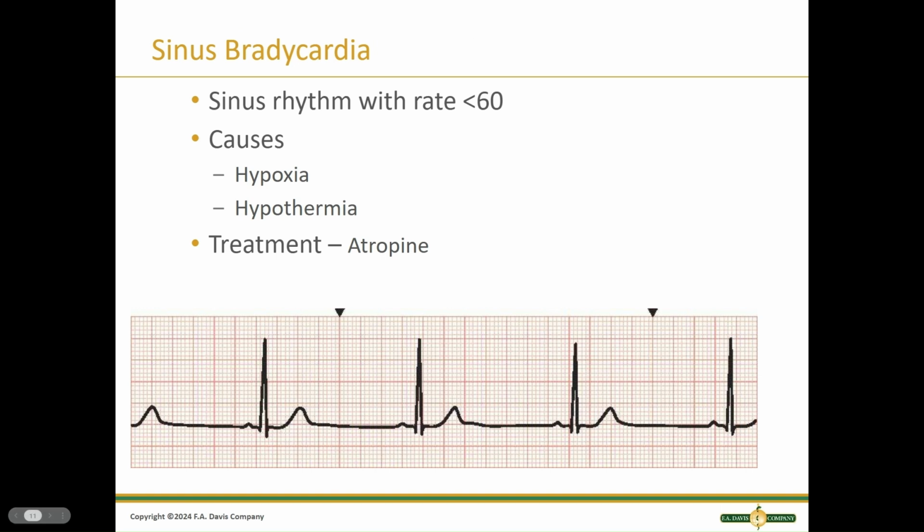Looking at sinus bradycardia. So sinus bradycardia is a sinus rhythm. So we know sinus rhythm has a P wave with every QRS and a T wave that follows that QRS, but the rate is less than 60. Some of the causes could be hypoxia, hypothermia, but it could be from people that just are that way. So maybe if your patient is asleep, you could have a rate that falls below 60. Or athletes, typical athletes tend to have a lower resting heart rate.